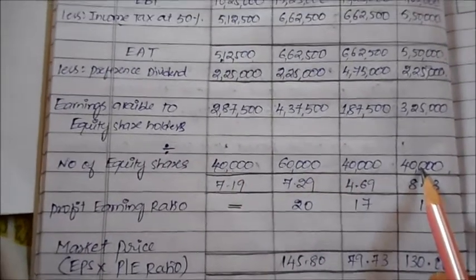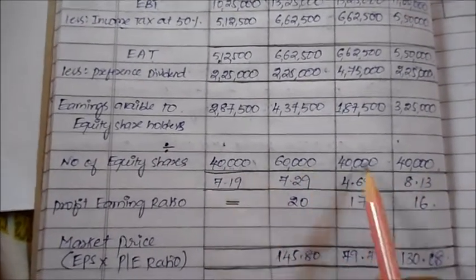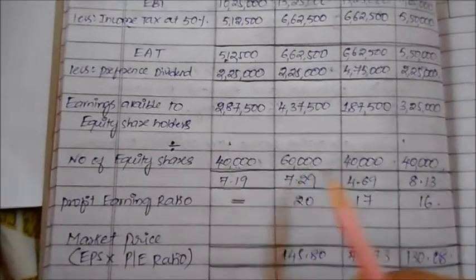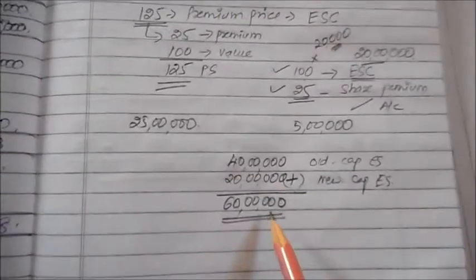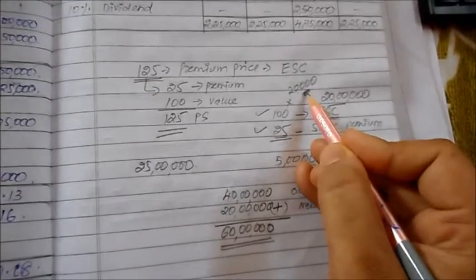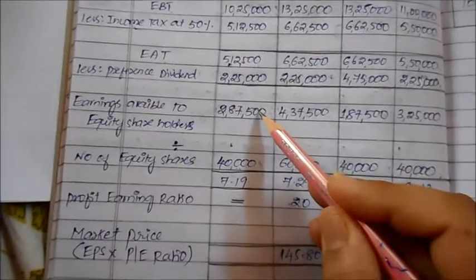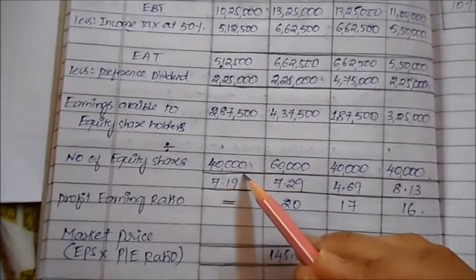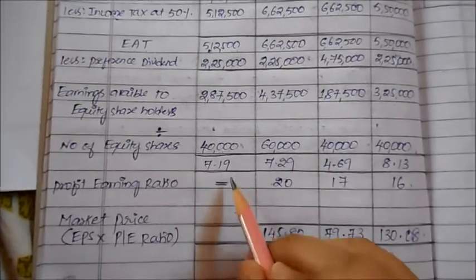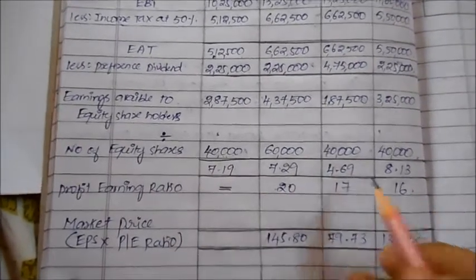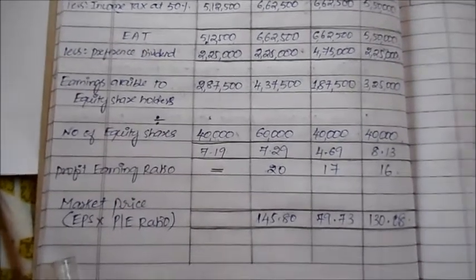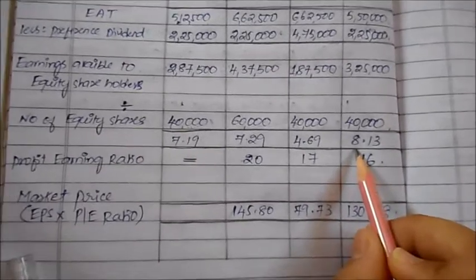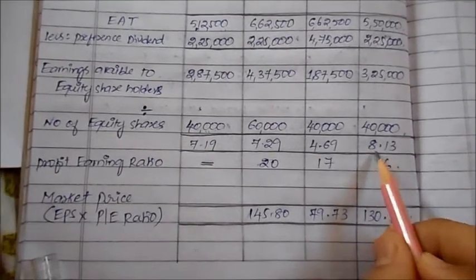40,000, 40,000, 40,000, because the existing number of equity shares in these three plans was 40,000, but only in plan 2 we had raised an additional 25 lakhs in the form of equity. The calculation was here, right? 20,000 shares. So existing 40,000 plus 20,000 will become 60,000. So when you divide the earnings available to the equity shareholder by the number of shares, you will automatically arrive at the earning per share. Depending upon the earning per share, whichever is the highest, we are going to recommend that. So in this case, plan 3, 8.13 or so, is giving you the highest returns. So we are going to choose this.